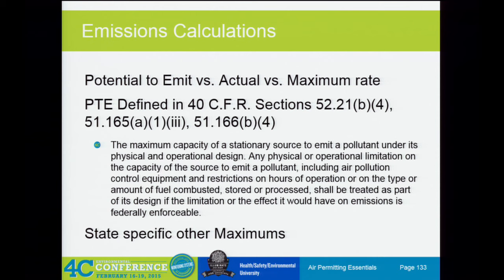But the one thing that is covered in the second part of this, after the first sentence, is that if you have a physical or operational limitation and you make that federally enforceable, that allows you to reduce your PTE. So if you have a process vent and you send it to a control device, that is an operational limit, a physical limit that you've placed, and by putting that control device into your permit, it becomes federally enforceable. We'd be reducing your VOC emissions from that process vent, and therefore you would have a lower PTE.